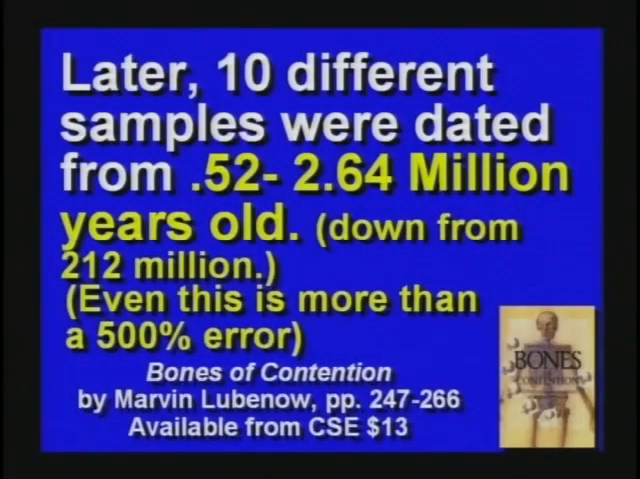They took 10 more samples of the KBS tuff and dated them again. Keep in mind, they'd already dated them a bunch of times, and everybody agreed it's 212 million years old. But now they take 10 more samples and check them again and say, oh no, it's only 0.5 to 2.6 million. Well, that's way down from 212. Okay, they dropped the number way down. But they're still getting a 500% error from 0.5 to 2.6. This is not an exact science.